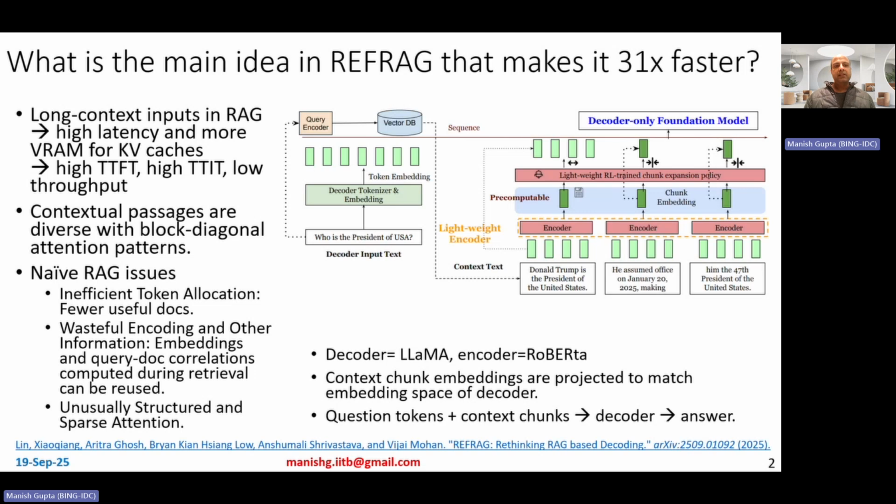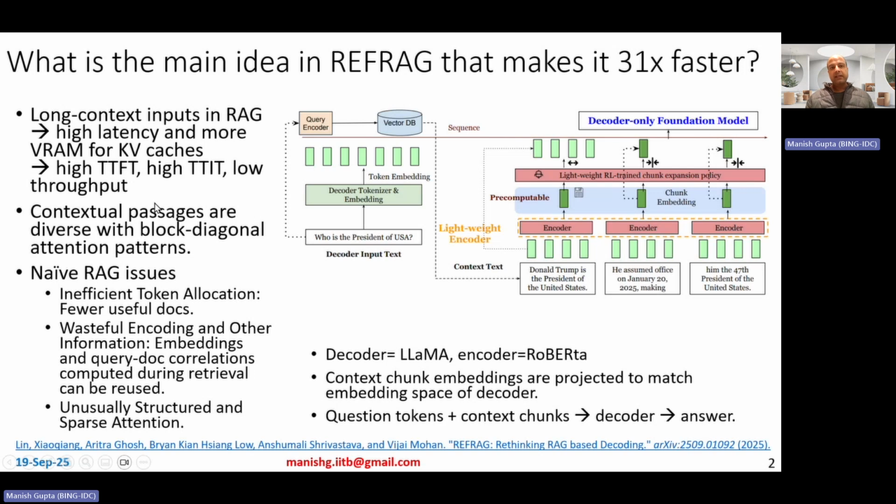Now, this also means that when doing generation, you end up with high time to first token. Time to first token is how much time it takes from the beginning of the query to generate the first token. It also means higher time to iterative token, for every next token after that. In fact, time to first token is quadratic in terms of the input context size, and time to iterative token is linear in terms of input size. It also means low throughput overall. So long context inputs in RAG are great for generating good quality answers, but they can also lead to latency and throughput issues.